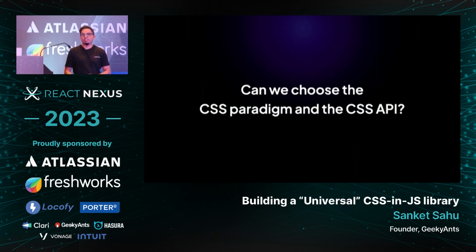Like, can we just do CSS everywhere? Why do we need JavaScript? CSS is powerful enough. Can we write something that gets transpiled to React Native, and we write just CSS? It looks like we can, but there are challenges.